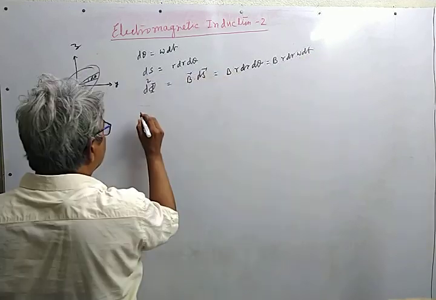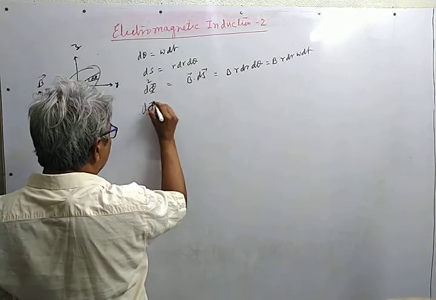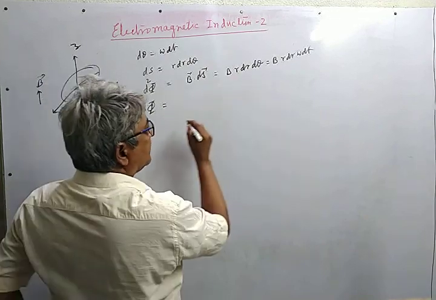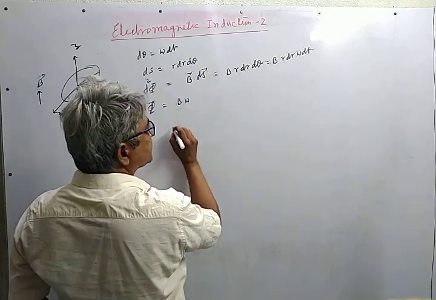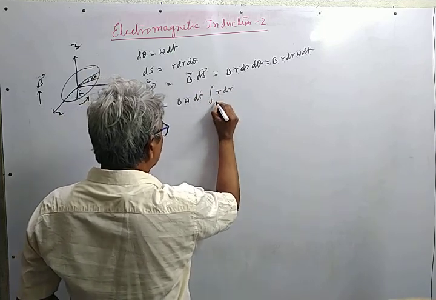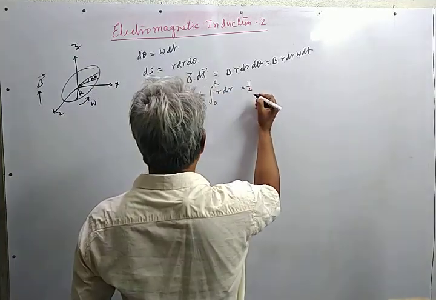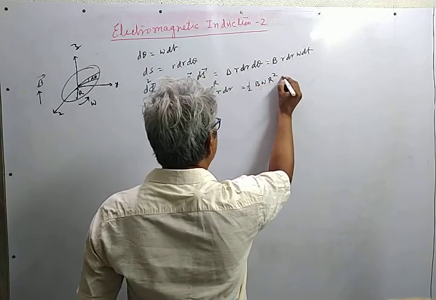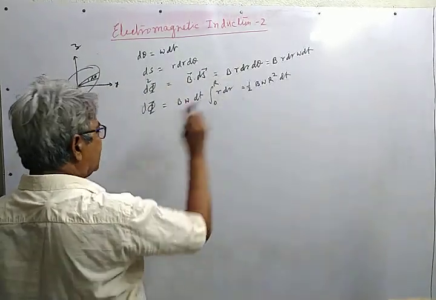So the flux linked with the entire disk is obtained by integrating this over, so this is B omega, a constant taken out, dt, r dr from 0 to capital R. So this is half B omega R squared dt. This is the flux linked with the circuit during time t.